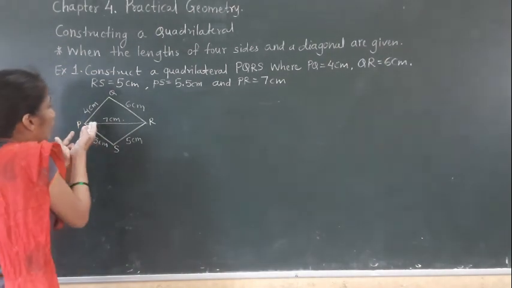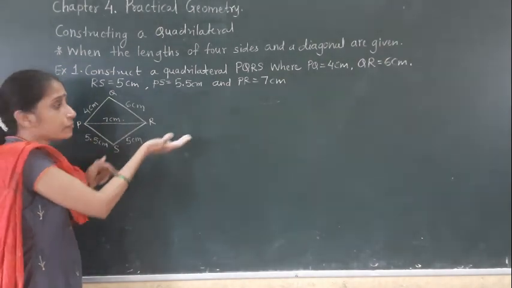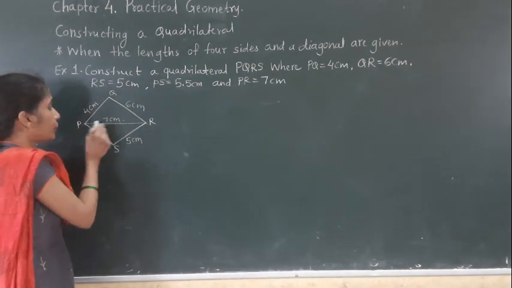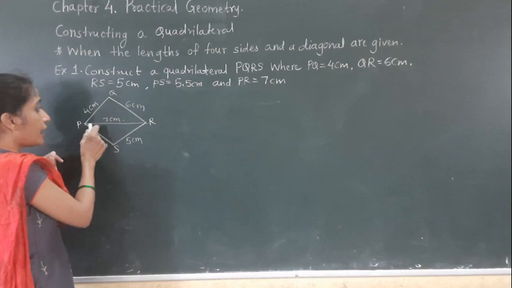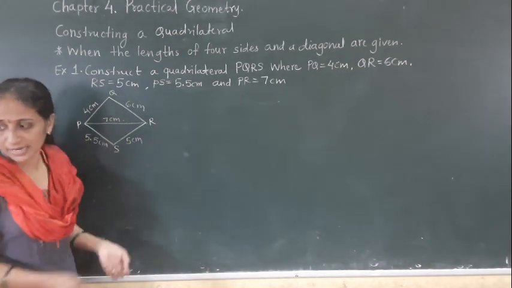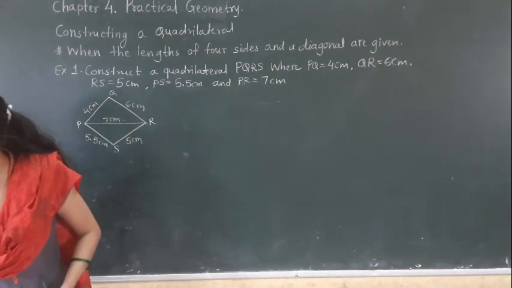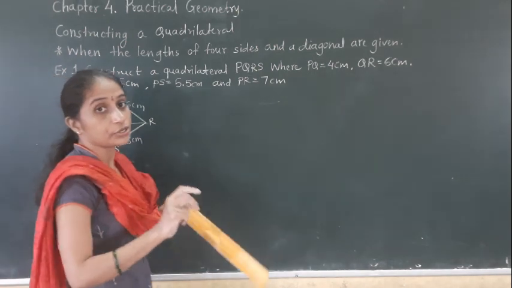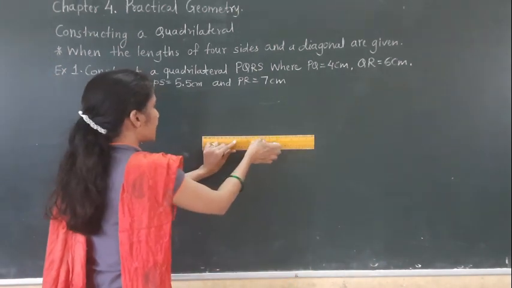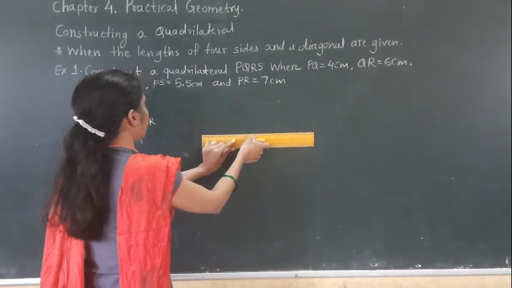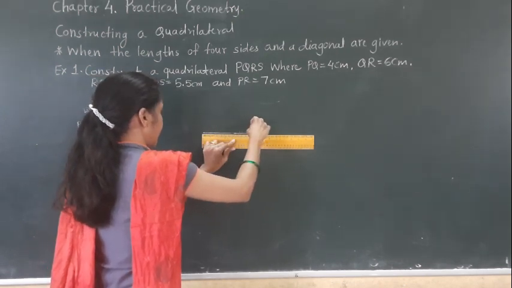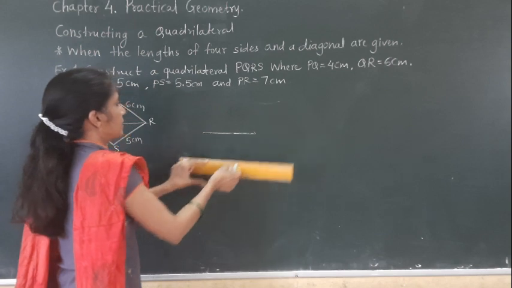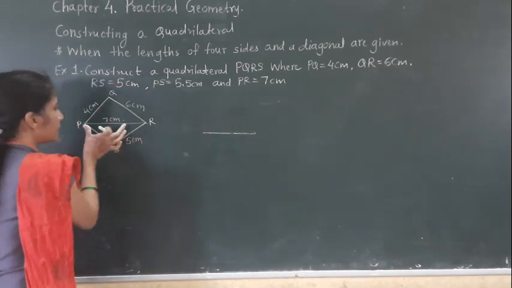So first, what will you do? We will construct the first triangle. For that, what do you need to construct first? PR. PR is 7 cm. So take the measurement of 7 cm and draw a line segment of 7 cm. See here, I will draw 7 cm.